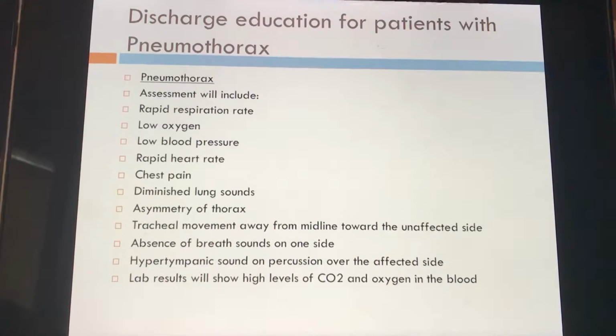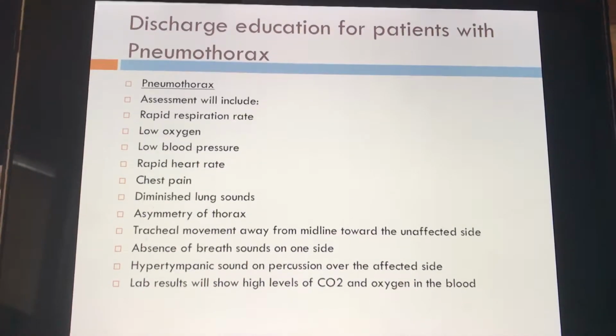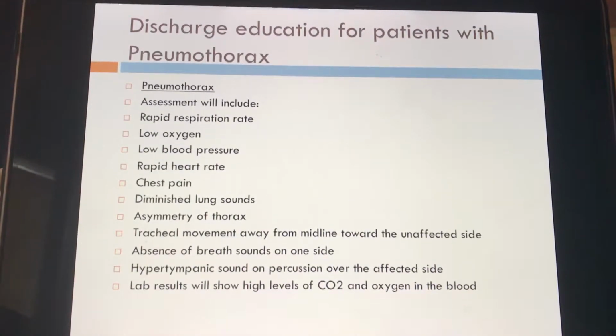When you are discharging a patient with pneumothorax, you're going to want to teach them the warning signs that they might have this condition. This also can count as your assessment of the patient, and these are what you're going to be looking for when you are assessing them.